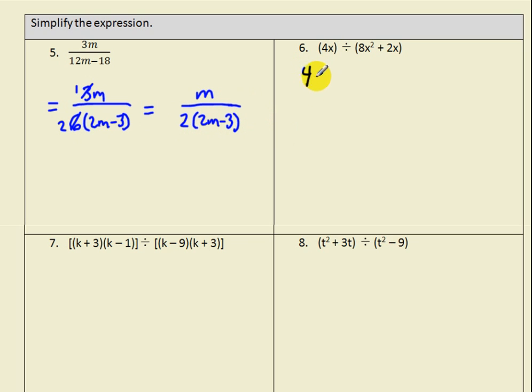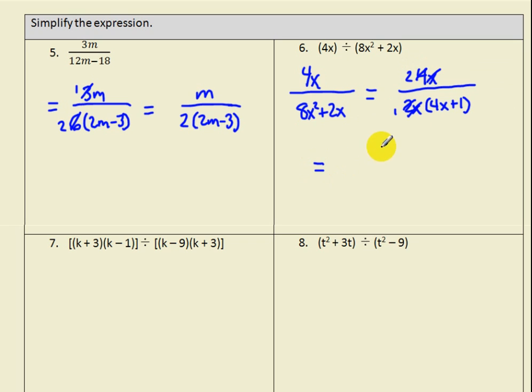Okay, number 6, we have 4x over 8x squared plus 2x. So we can't factor anything out of the numerator because that's just a monomial, but we can factor 2x out of the denominator. So we have 4x over 2x times, and then that will leave us with 4x plus 1 in parentheses. And now we have a factor of 2x, a factor of 4x. The x's will cancel, and then 2 goes into 2 once, 2 goes into 4 twice. So we're left with 2 in our numerator, and then 1 times, so we can just write 4x plus 1.